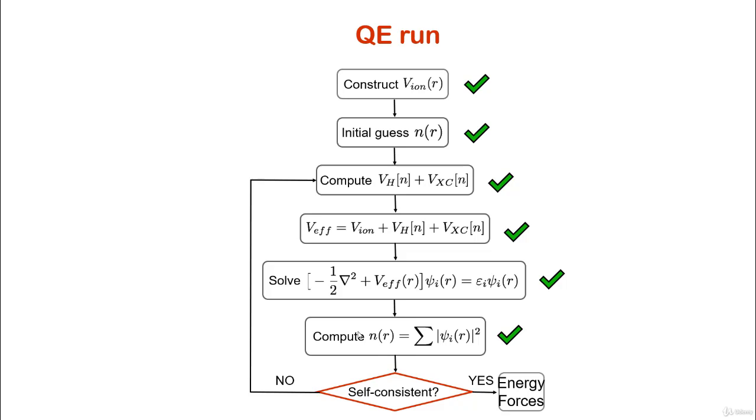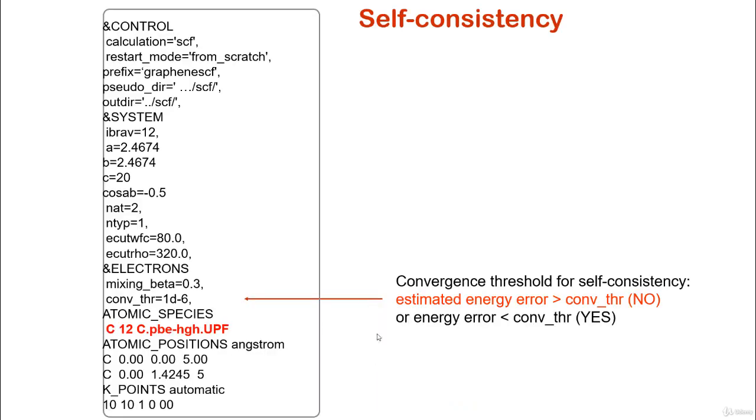By using electron density, the self-consistent field potential is calculated and the loop is repeated again and again until convergence occurs. When the energy error becomes lower than the convergence threshold, the convergence is achieved. We should define the convergence threshold in the Quantum ESPRESSO input file. We set the convergence threshold to be 10 to the power of minus 6.